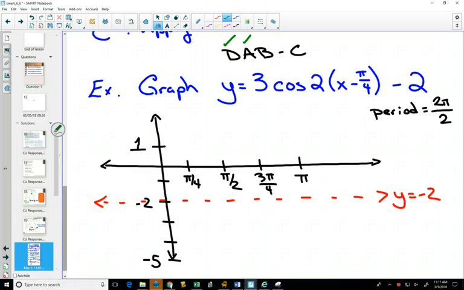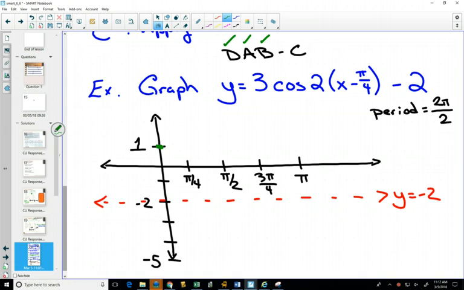So we have now done the B part of DAB-C. The dash means temporarily draw your graph without the phase shift. This is a cos graph. Where does a cos graph start? A cos graph starts at a maximum. So I'm going to, with the dotted line, temporarily draw the cos graph without a phase shift.